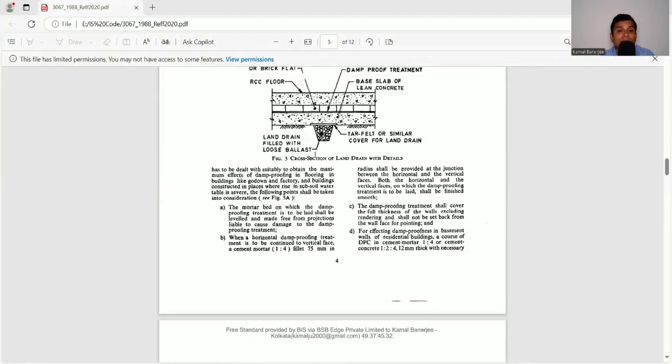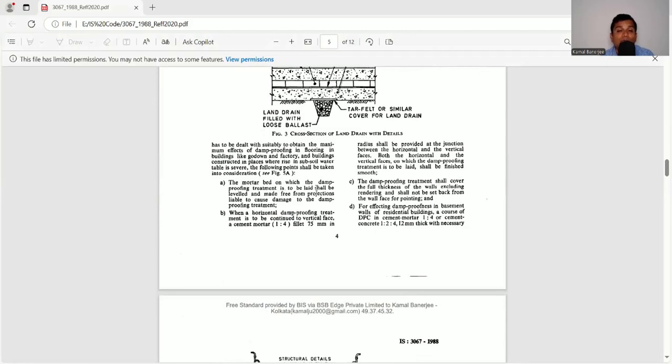So how we can say, first is the mortar bed in which the damp proofing treatment is to be laid shall be leveled and made free of projections liable to cause damage to the damp proofing system. What happens if there is a projection or a rough surface? Whenever we are laying the damp proof course above that, this damp proof can be damaged.